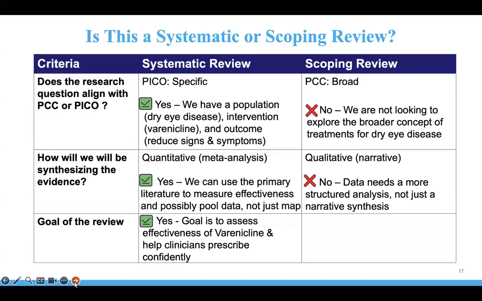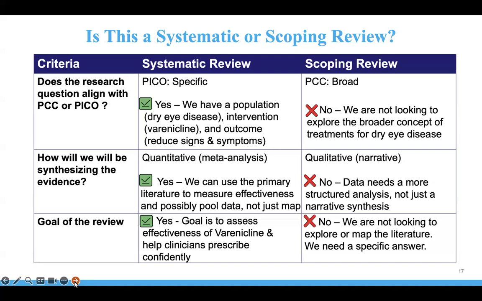If we go back to our scenario, we will see that the goal is to give clinicians the confidence to recommend or prescribe varenicline for patients who refuse standard treatment options. So in short, we're trying to inform clinical practice rather than mapping the literature. So again, this will be a no for a scoping review because we're looking for a very specific answer here. So based on our criteria here, we can confidently say that this falls more in line with a systematic review.